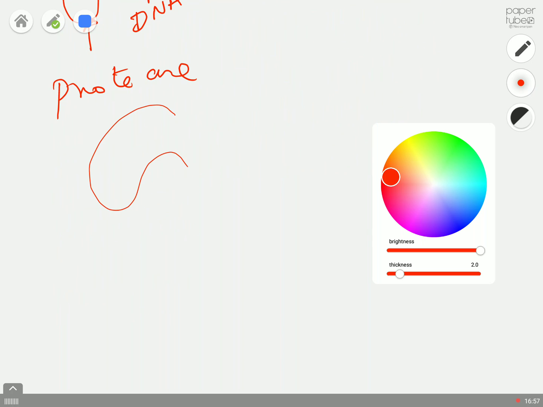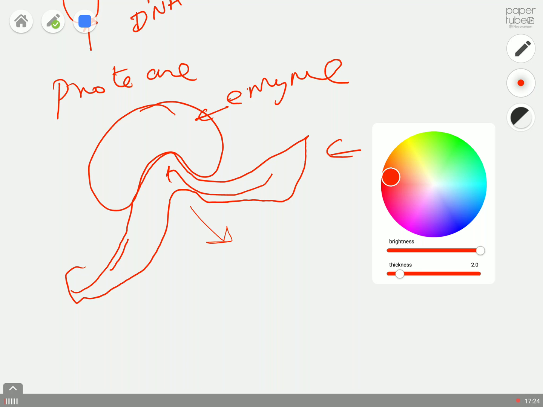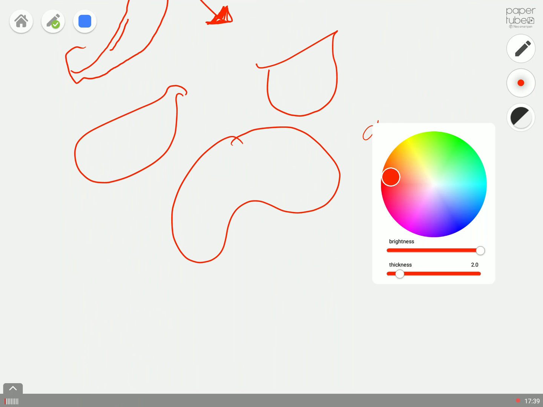Just assume this is HIV protease. Say this is your large protein, and this is your enzyme. So it will take your protein and cut it into two individual functional parts. So what we do, we are going to use a drug.